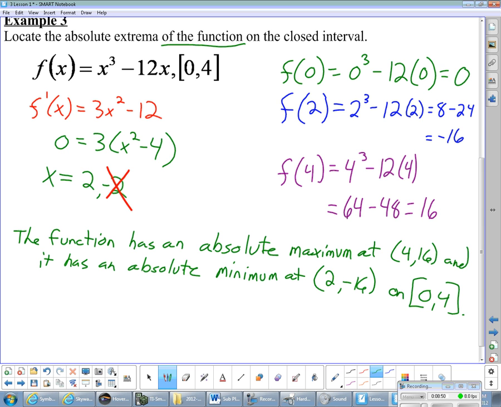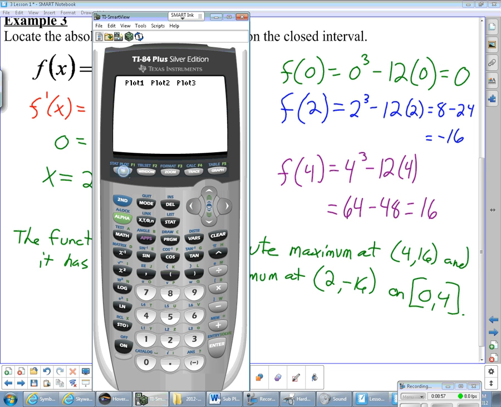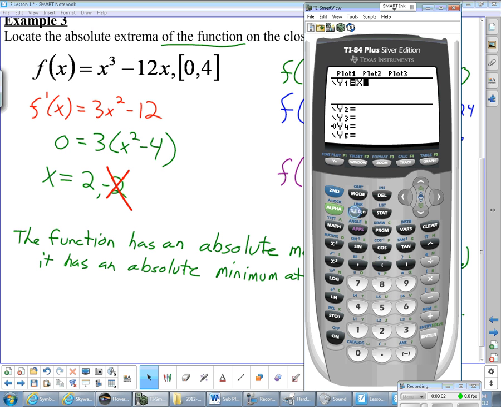And I think it's worth visualizing this on the graph. So I'm going to bring up the graphing calculator. And in the graphing calculator, I'm going to plug in this function, which is x cubed minus 12x. Now, really, the window we're only concerned about is from 0 to 4. So you could just go from 0 to 4, but then you're missing the endpoints a little bit. Maybe not. Let's go from 0 to 4.